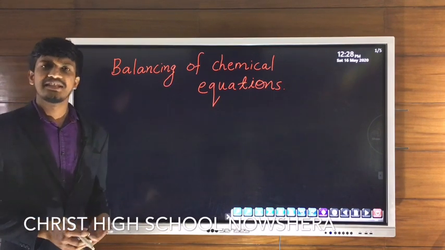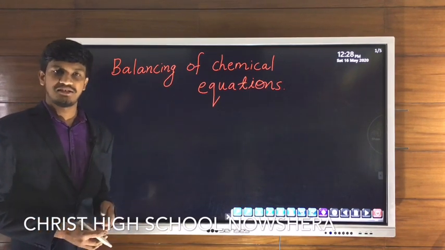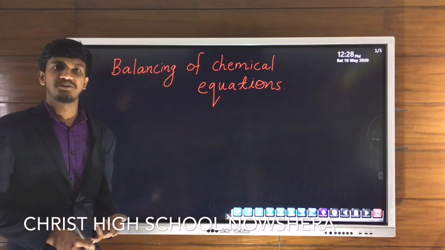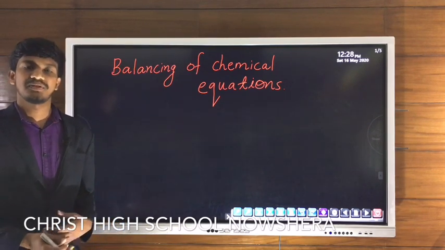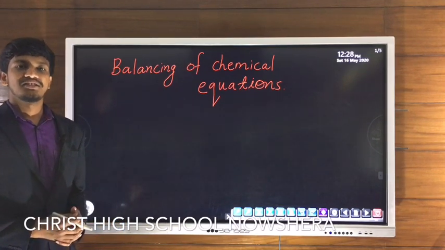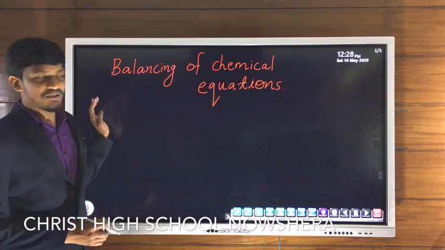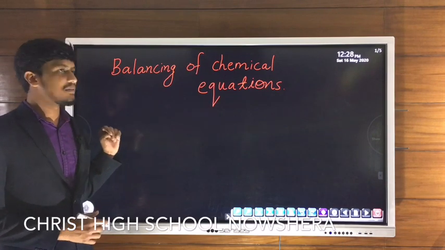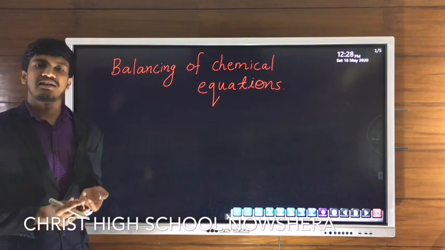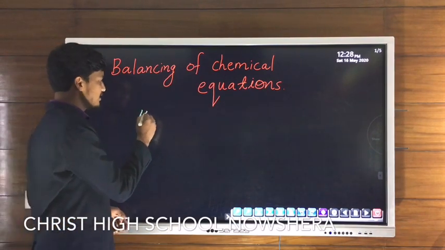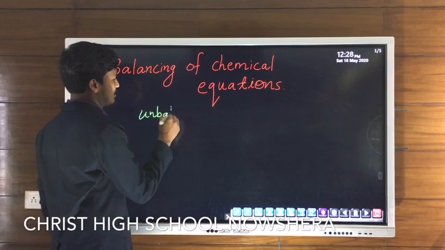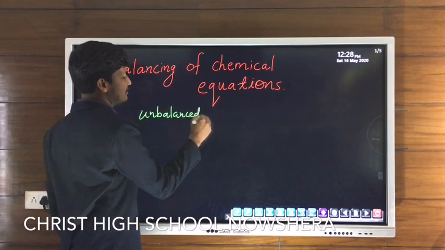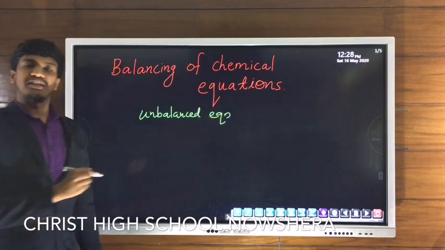And we have seen some examples of balanced chemical equation, and we have studied how to count the number of atoms of reactants and products. Today we are going to learn about balancing of chemical equation. That's how to balance a chemical equation. So that means an unbalanced equation is given. Unbalanced equation will be given in the question.